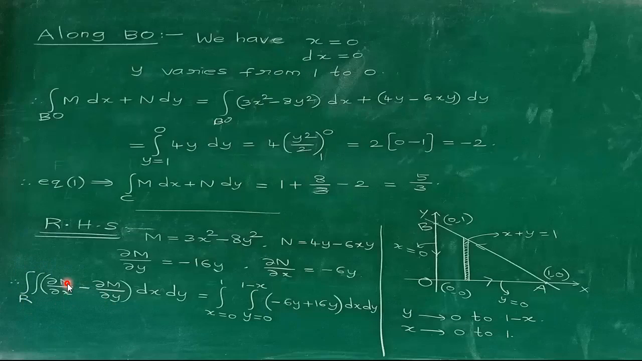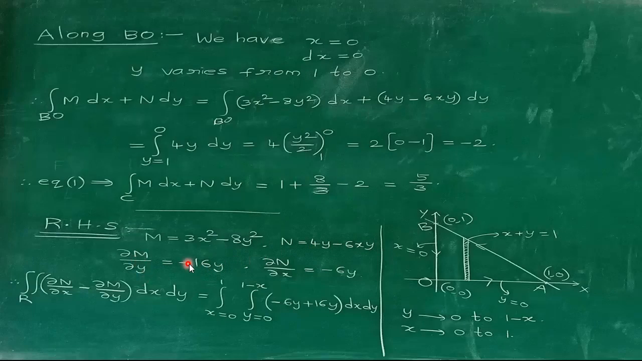The double integral over R of (dou n by dou x minus dou m by dou y) dx dy we have to find. So for this, first we have to find the dou m by dou y value and the dou n by dou x value from m and n. From the given data, m is equal to 3x square minus 8y square and n is equal to 4y minus 6xy.